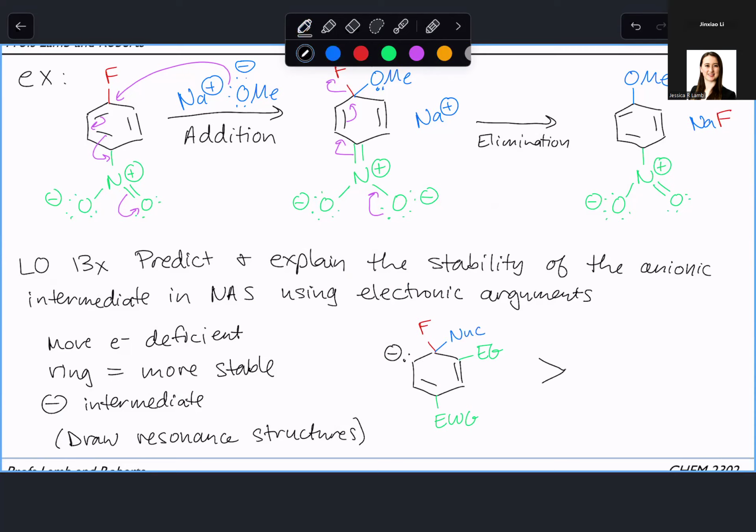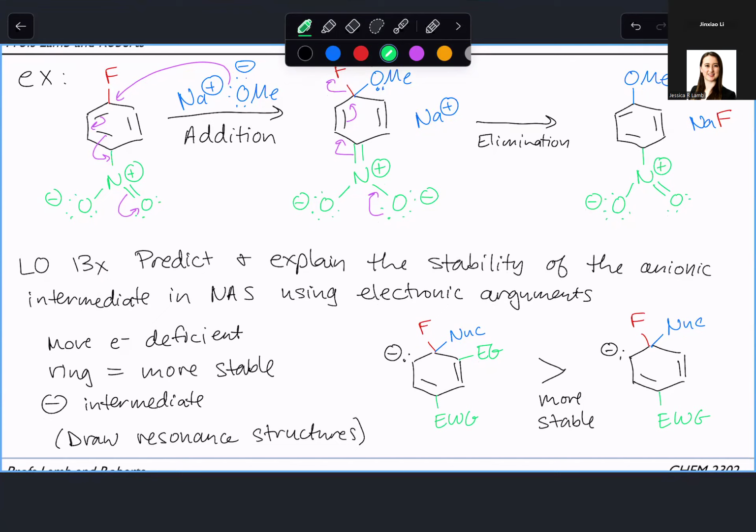So in the same way that it leads to a faster rate, it also makes a more stable intermediate compared to a single electron withdrawing group. I know that that's a little bit repetitive. It's meant to be repetitive because we're trying to connect the dots between these different concepts. So not only does that second electron withdrawing group make the rate faster, it also makes the intermediate more stable. And those two things are 100% connected. Because the intermediate is more stable, it is also faster. But that's the difference between those two learning objectives.